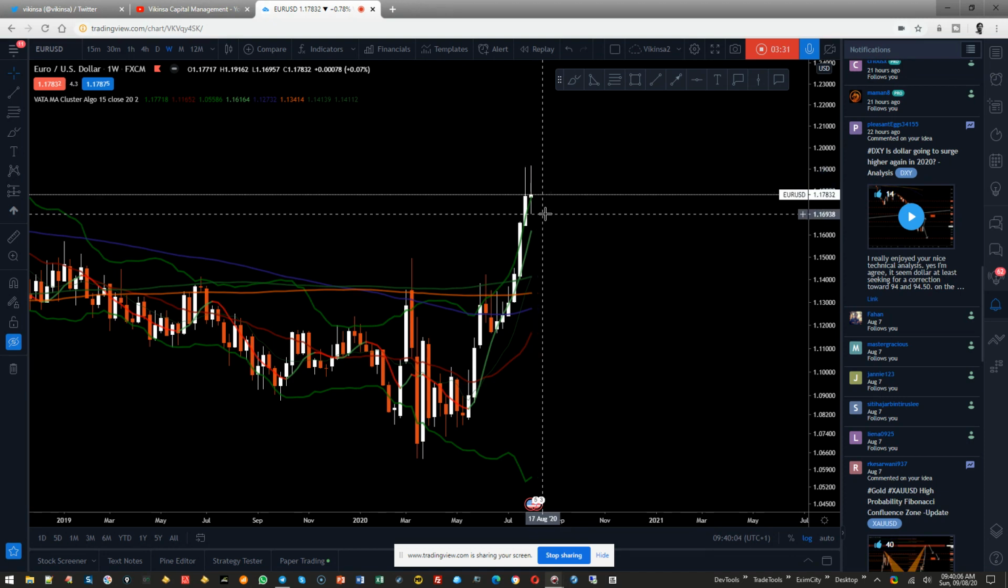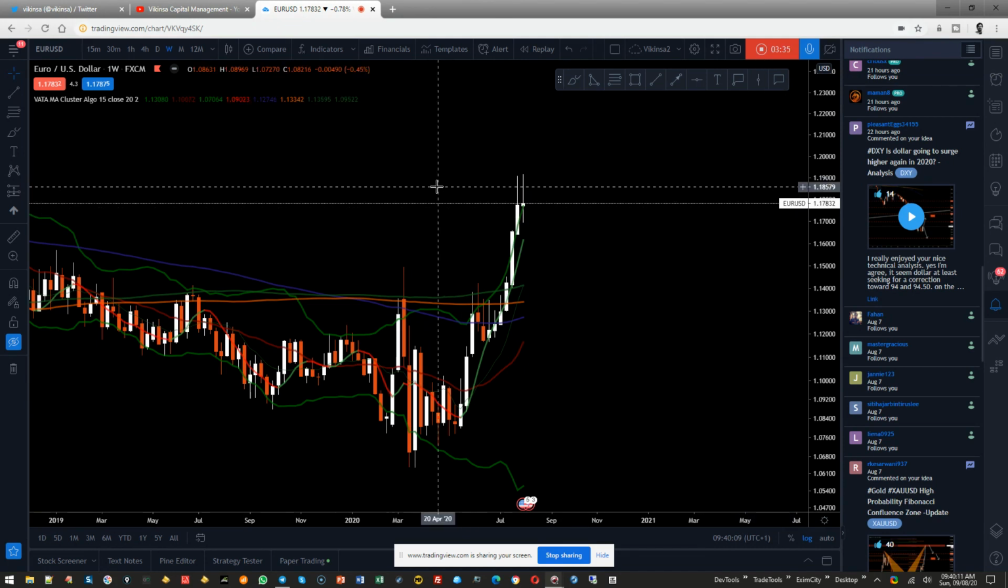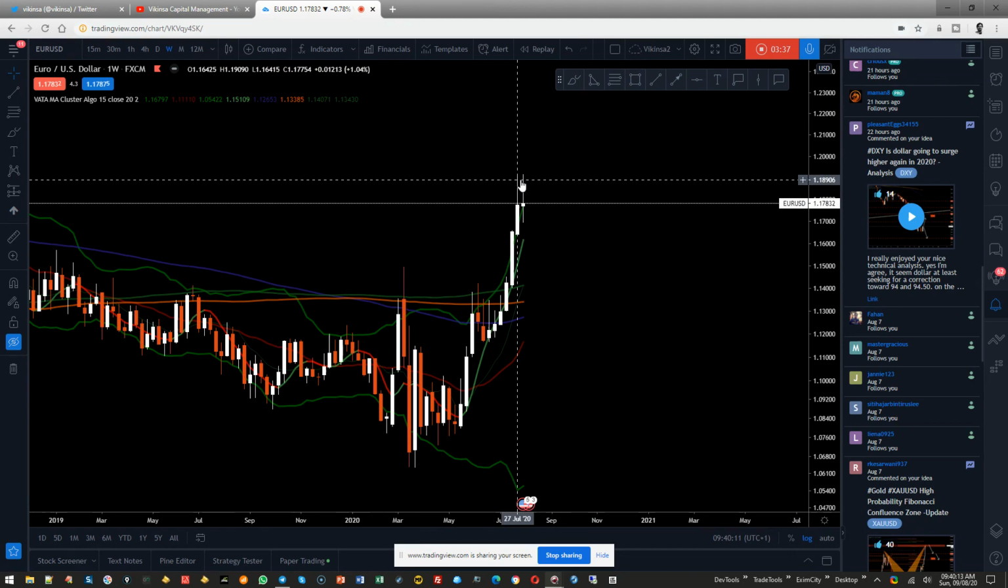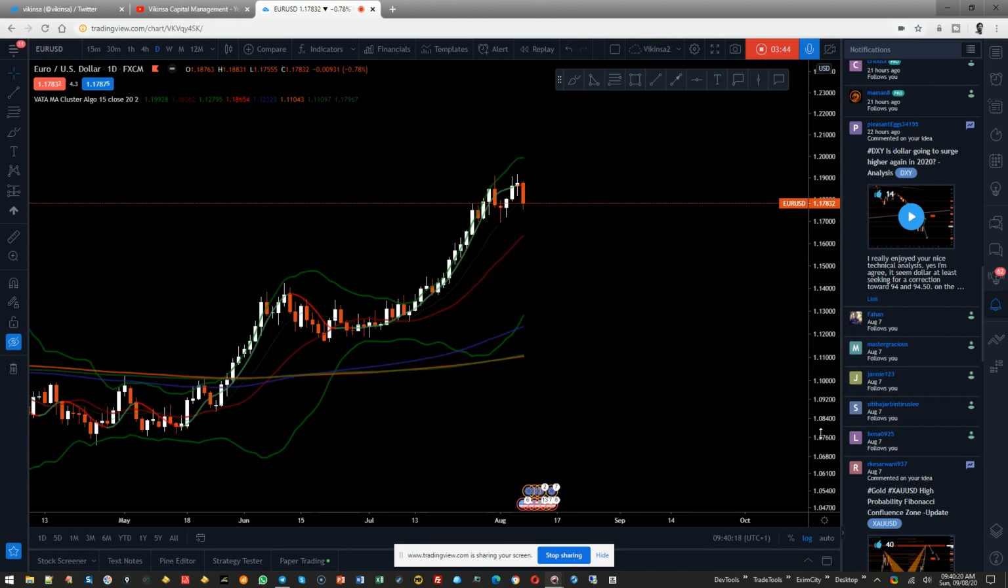So we have multiple factors lining up here. We have 1.19 round number. We had that water cluster moving average. Then we also have this pattern lining up. So we expect market to go down, and that's why we came up with that analysis.